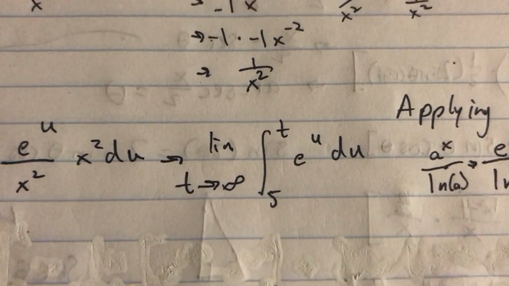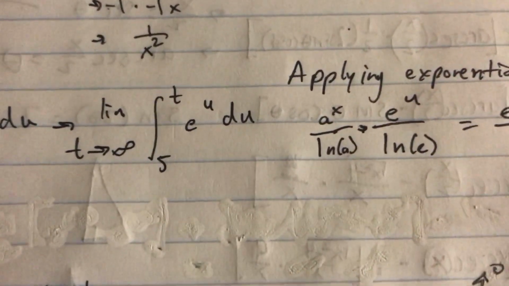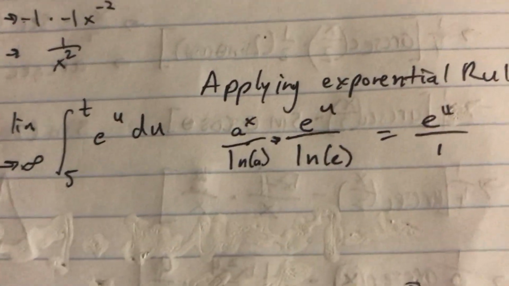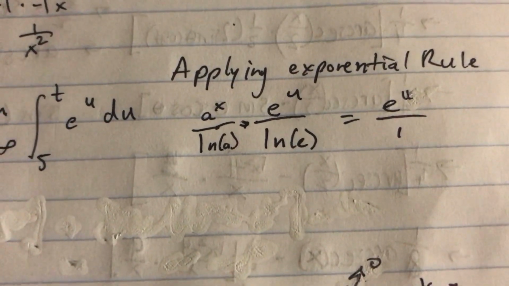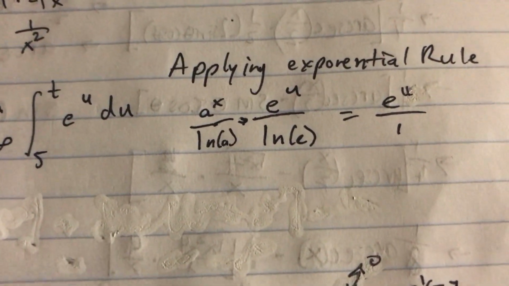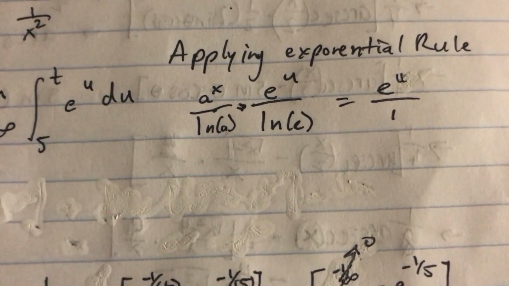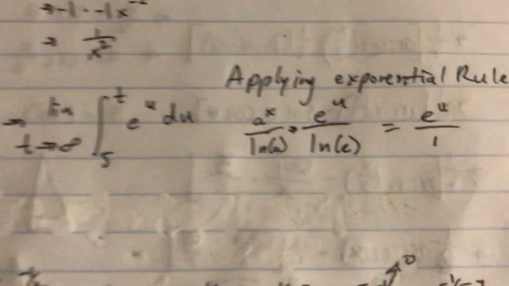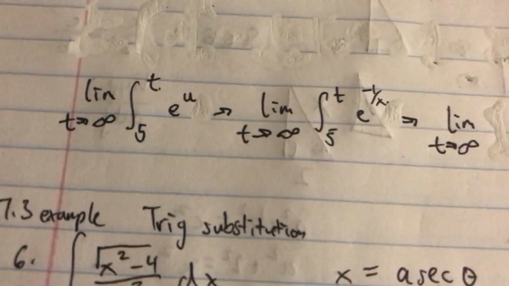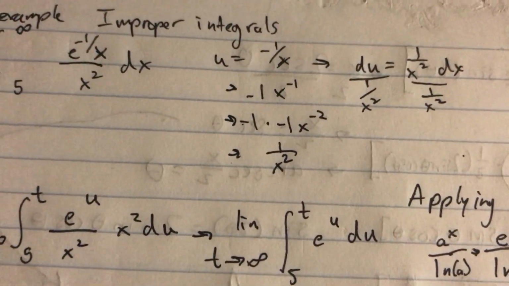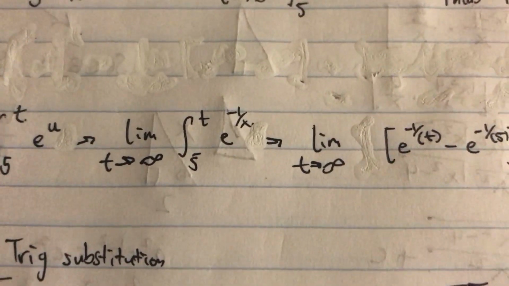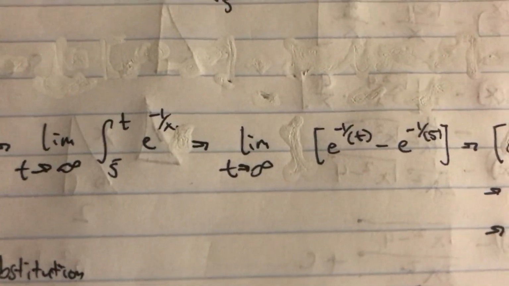And then I take the integral. In this case, I just apply the exponential rule, which is a to the x over ln a, or e to the power of u over ln e. ln e is just 1, leaving just e to the power of u. And then I just plug u back in, and u was negative 1 over x. And then I plug in the bounds of integration.